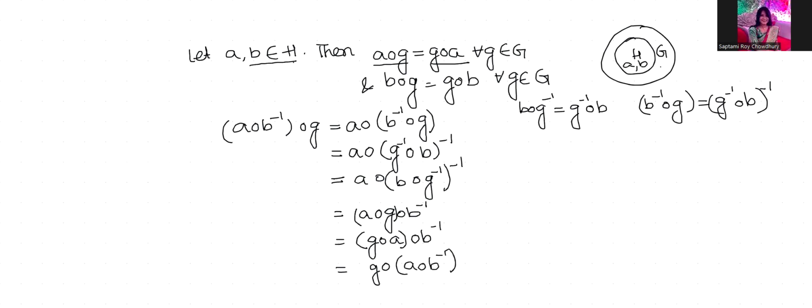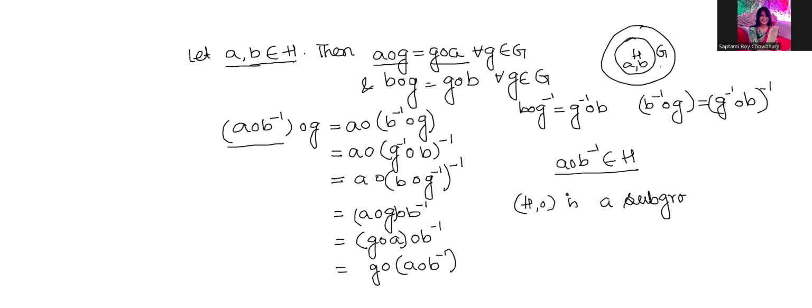And this means A circle B inverse belongs to your H. That means we are taking AB belongs to H, and we will prove that A circle B inverse belongs to H. Using this one-step method, we will prove that H comma circle is a subgroup of G comma circle, right? Is it clear to everyone?